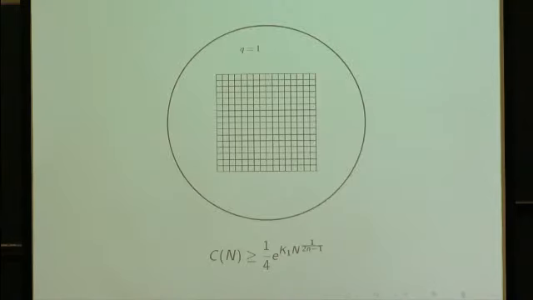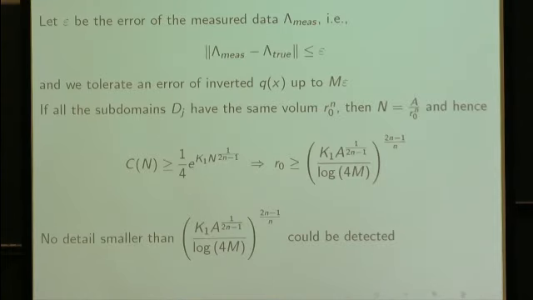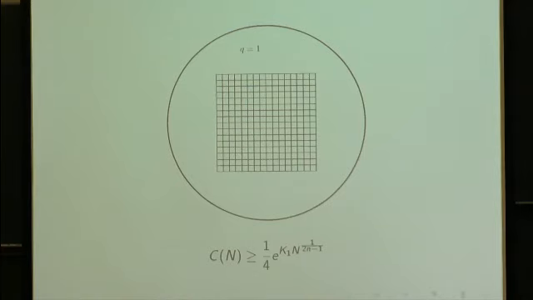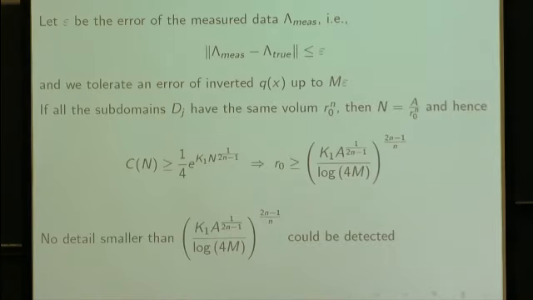actually this result, this behavior here, implies some resolution limit. You can interpret that inequality this way. So this one will give you some resolution limit. Let epsilon be the error of the measured data, lambda measure. That means the difference between lambda measure and the true data can be controlled by this epsilon. And we tolerate an error of the inverted Q up to m times epsilon. M is a constant.